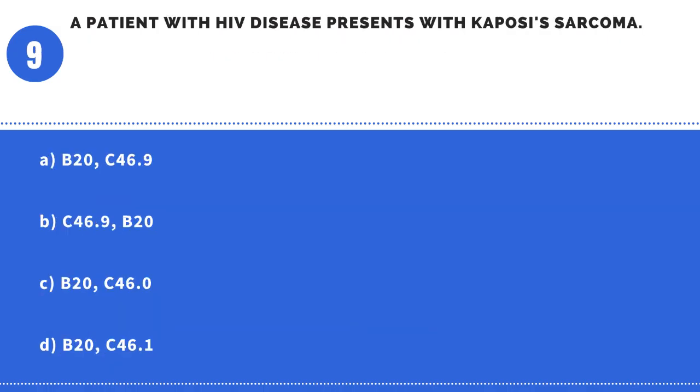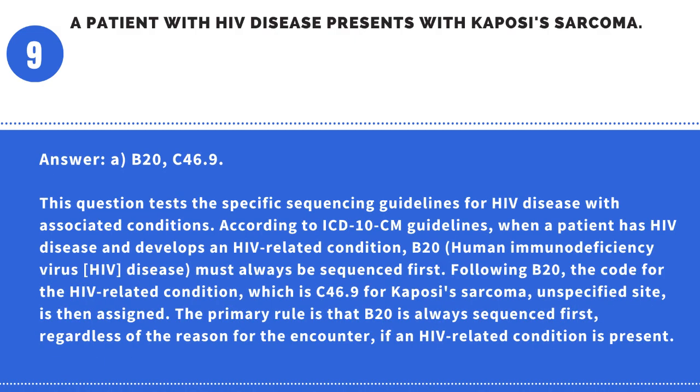Question 9. A patient with HIV disease presents with Kaposi's sarcoma. A. B20, C46.9. B. C46.9, B20. C. B20, C46.0. D. B20, C46.1. Answer A.